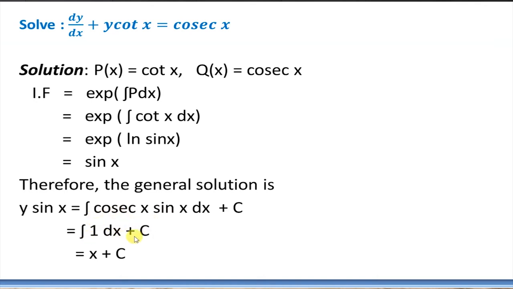Cosecant x is 1 by sin x. Sin x goes off here. So we get integral of 1 dx plus integrating constant c. Integral of 1 dx is x. So we get y sin x is equal to x plus c. So this is the required solution, general solution of the given differential equation. So this is how we solve if the given differential equation is a linear equation.